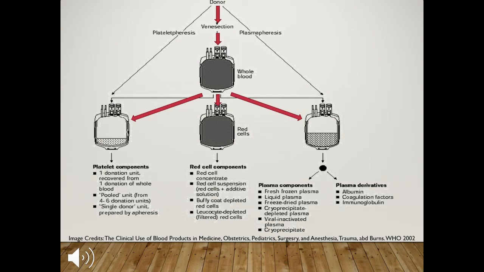So this figure will show you the usual pathway when whole blood is donated and separated into components. From the whole blood, it can be divided into PAC-RBC by centrifugation, platelet concentrate, and plasma. While plasma can be further separated to cryoprecipitate and other derivatives.